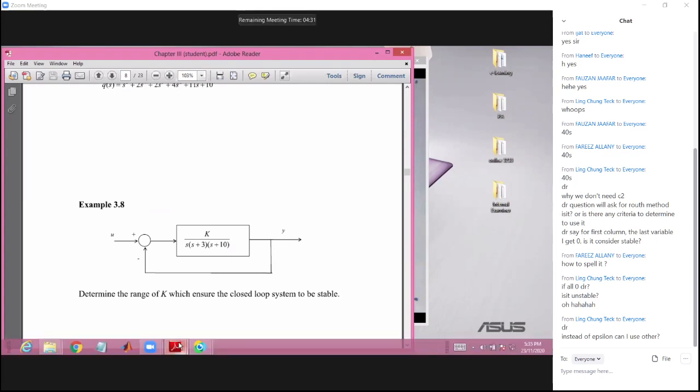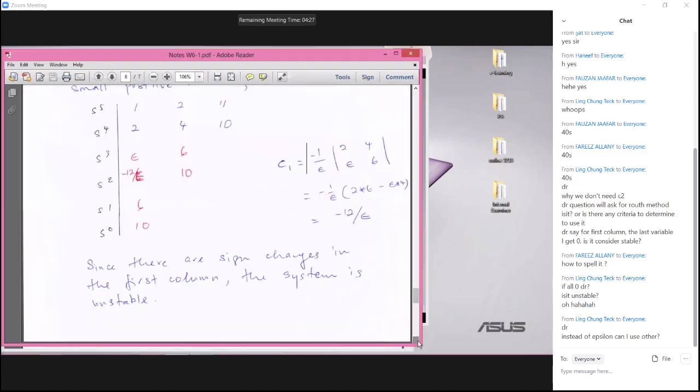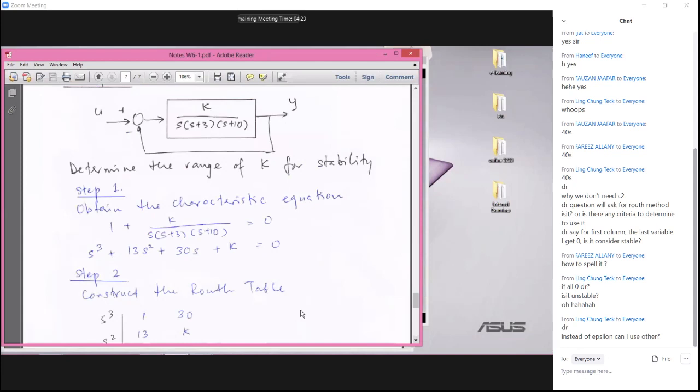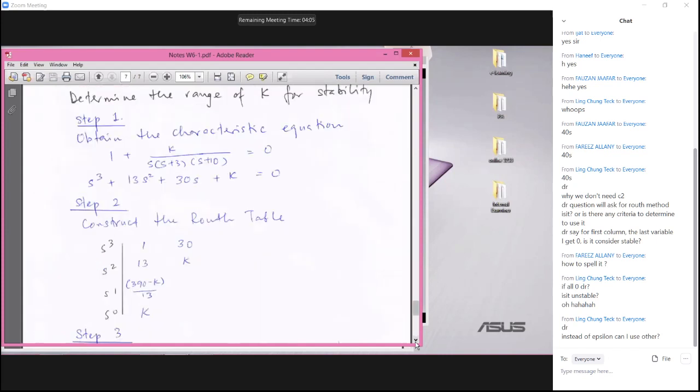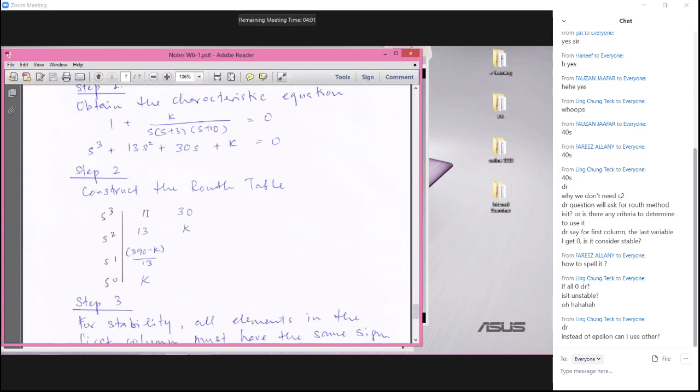Let's go to my notes. Okay, so you obtain the characteristic equation. Do not just set the denominator of G equal to 0. That is incorrect. The first step is always to obtain the characteristic equation and then construct your Ruth table. It is third order, and you have 130 in the first row, 13k in the second row, and then you proceed to compute the rest of the elements.